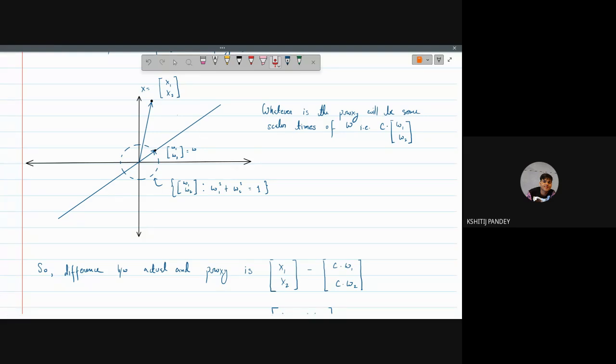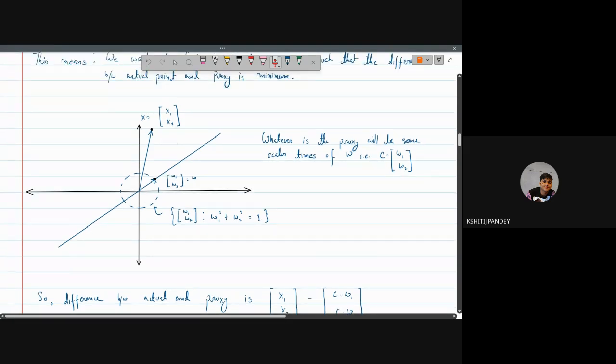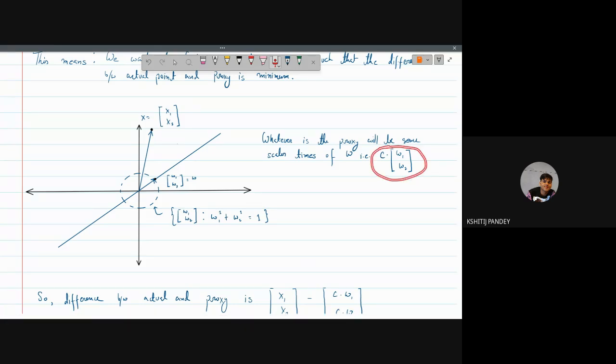So now what we want to do is find a point on the line such that the difference between the actual point and the proxy, the replacement of this point on the line, which we will call the proxy, is minimum. And we just concluded that whatever the point is, that will be some c times our representative vector.